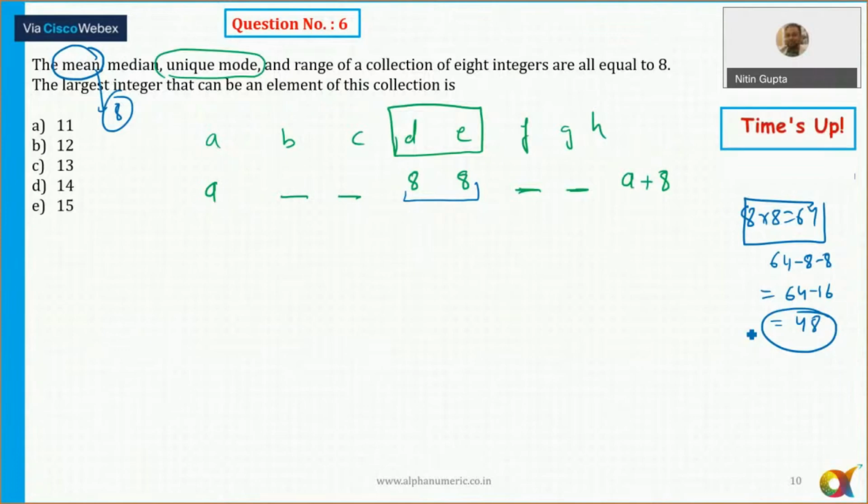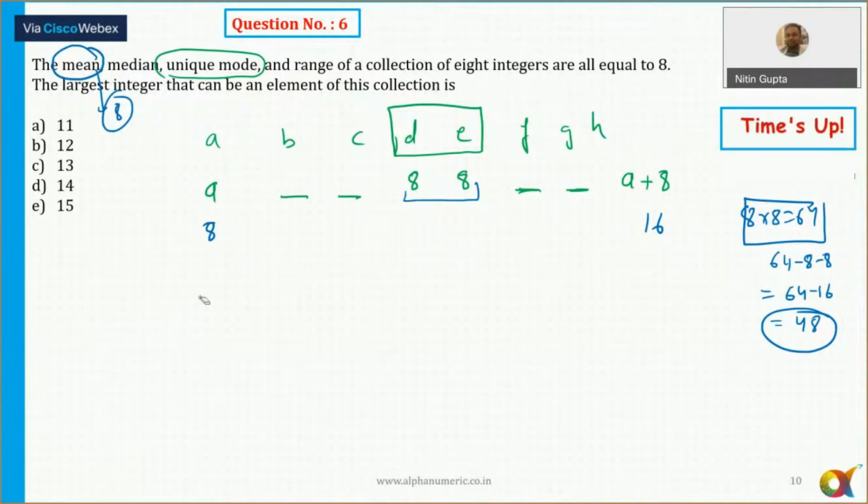Now, I can say, what can be the maximum possible value of A or A plus 8? I think if A is equal to 8, then in that case the last value will be equal to 16. It can't be more than 16. Okay, if I say the smallest value A is equal to 8, then the last value is equal to A plus 8, that is 16. But it can't be equal to 16. Again, if you look at it, none of the option choices has 16. So all the values are less than 16.